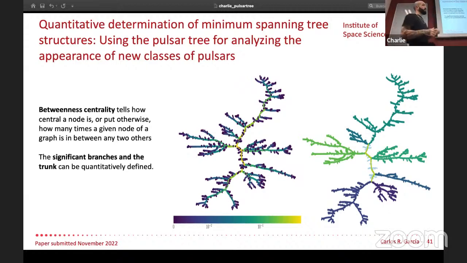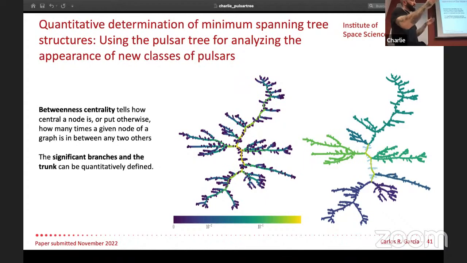For us, a significant branch is a group of pulsars departing from the central part, with a minimum percentage of nodes with respect to the total population. But also, when you do all this and obtain a couple of branches, we apply a non-parametric test to see if they represent somehow different behavior regarding the variables that we are using to create this.